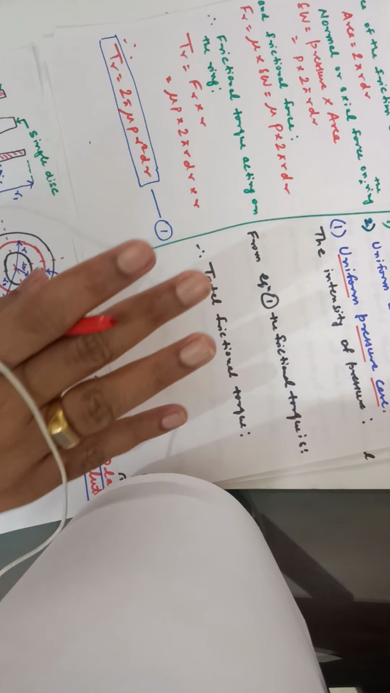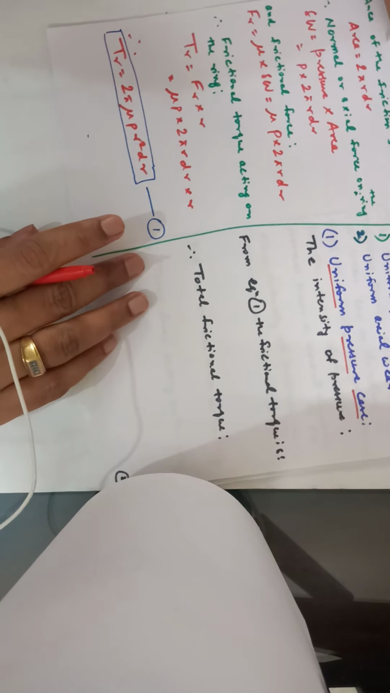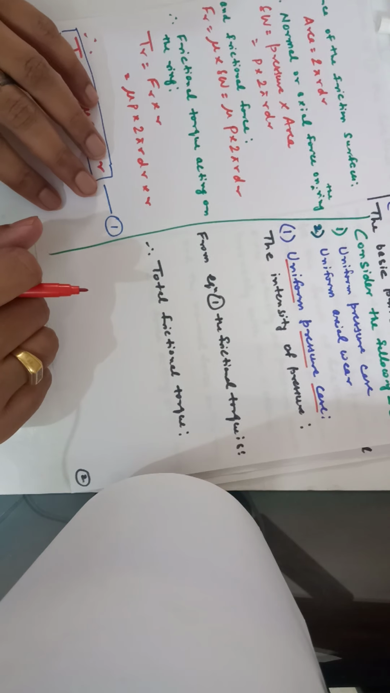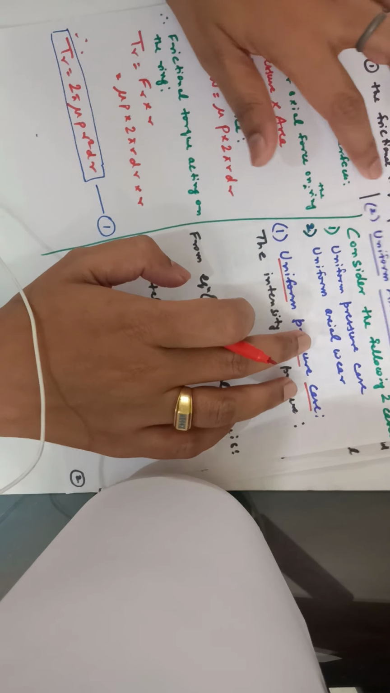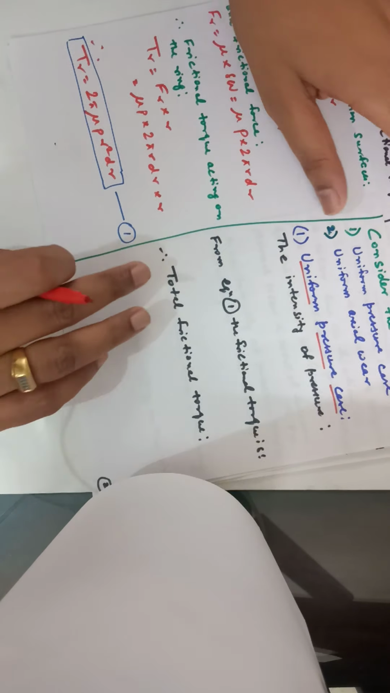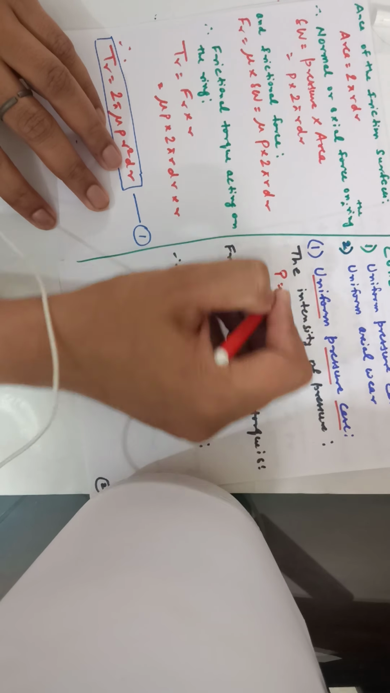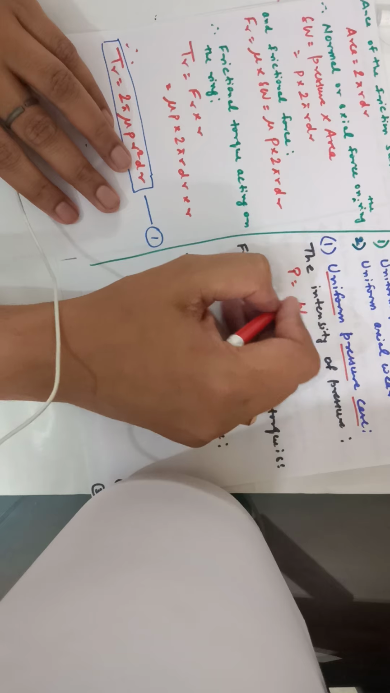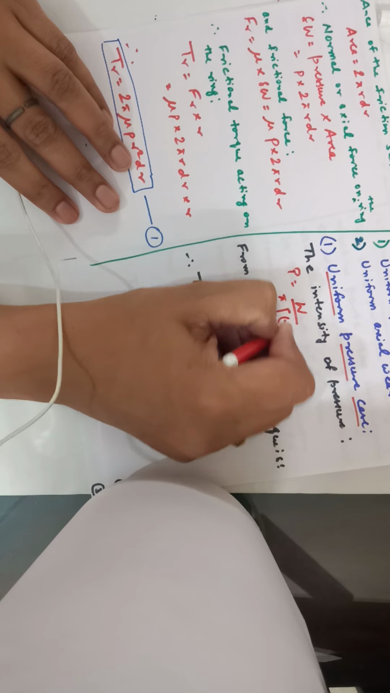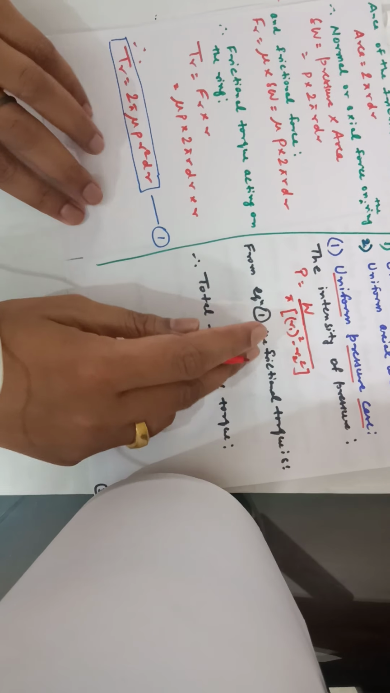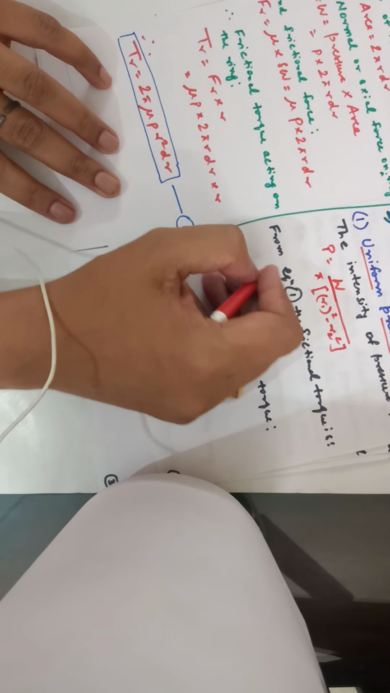Now moving further, when we go for the design of a single plate clutch, we have to consider two cases. First case is the uniform pressure case, another case is the uniform wear case. So when we go for the uniform pressure case, first of all, we have to see that the pressure is uniformly distributed over the clutch plate. So the intensity of pressure is given as P is equal to W divided by pi (R1 square minus R2 square). From equation 1, what can we write?